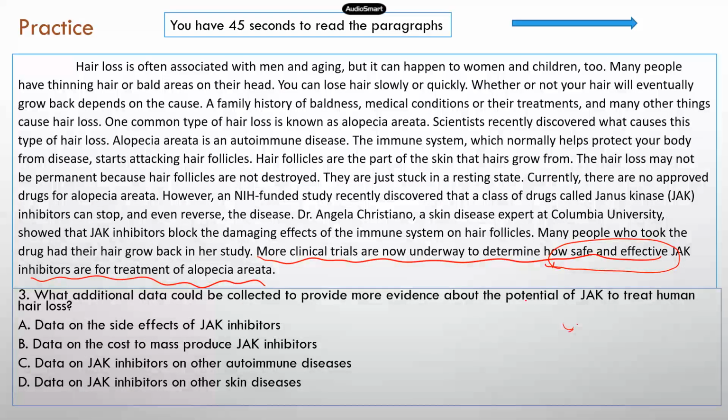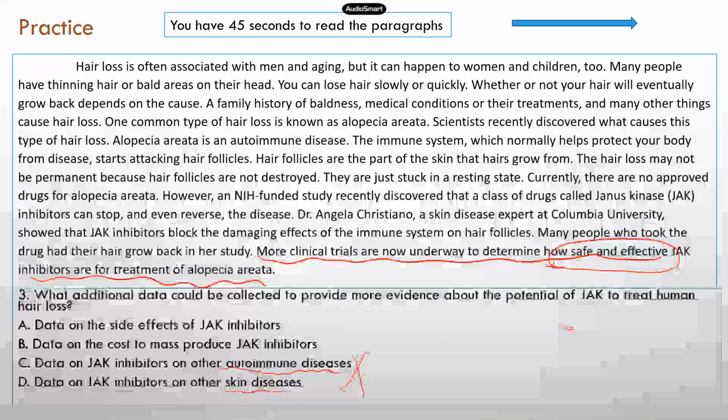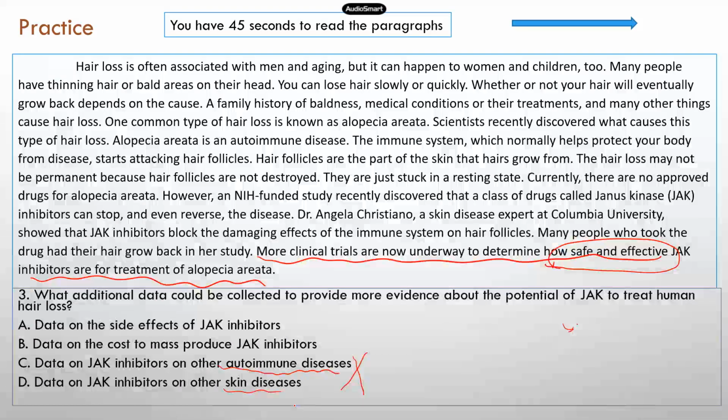So C and D are not relevant. We're looking at hair loss specifically. We don't need to worry about other autoimmune diseases or other skin conditions. And B, this is about the cost, right? That's going to be one of those logistics when they mass produce these class of drugs, right? But that's not what the clinical trials focus on. So A is the correct answer.